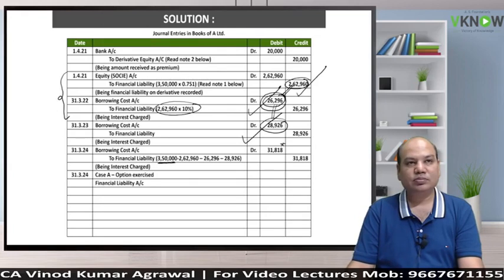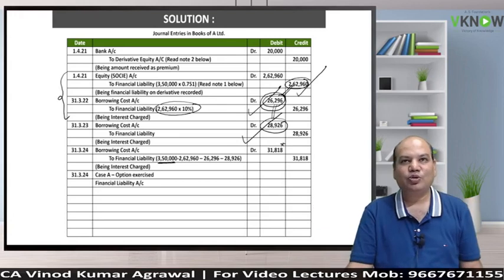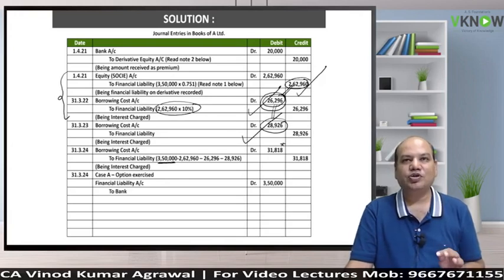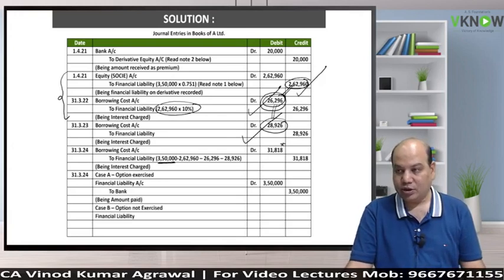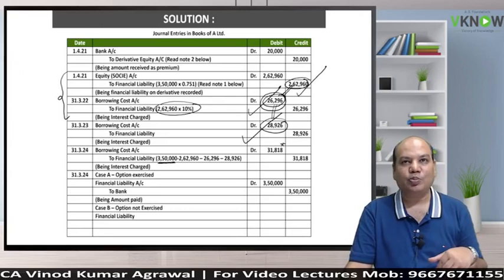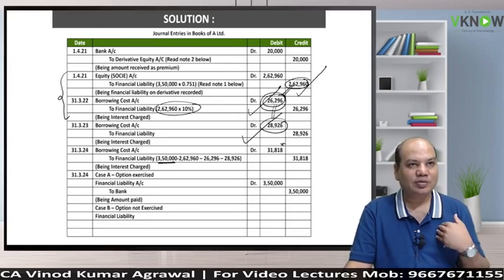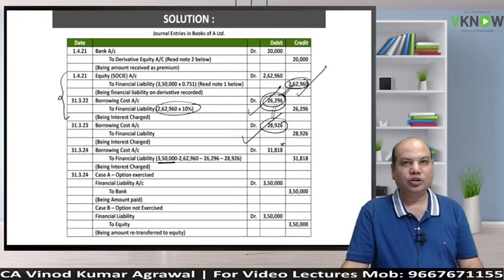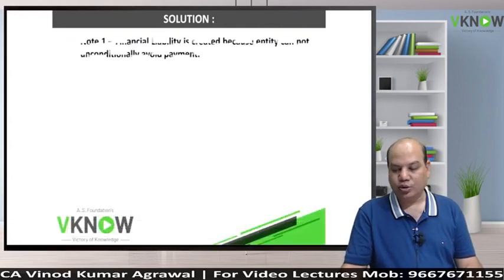After that, case 1: the party comes and says, I want to sell this share back to you for 35 rupees. He wants to exercise his option. So I have already created a financial liability for that purpose, to be paid to the bank. And suppose he does not exercise the option, then whatever financial liability is lying in my books is my gain, because I don't have to pay anything. So that will be closed by transferring 3,50,000 to equity. This is not very important, you just have to go through it once.